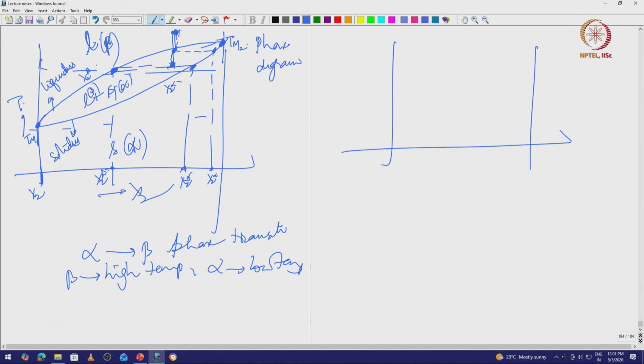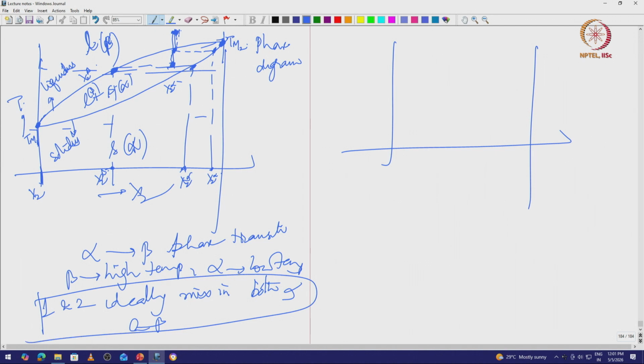And if I have just ideal solutions, so the 1 and 2 ideally mix in both alpha and beta. So the solution model is important here. So 1 and 2 are both ideal, alpha and beta are both ideal solutions.